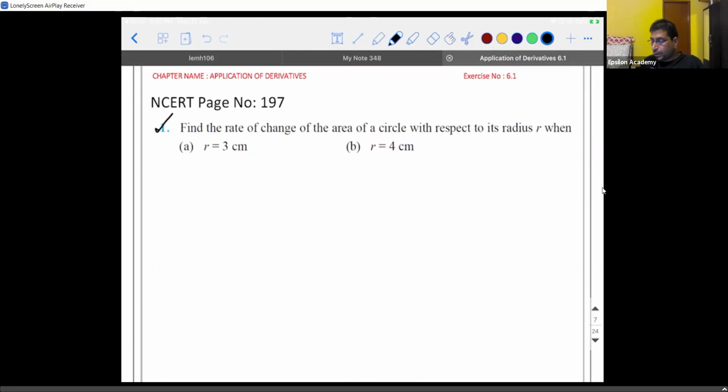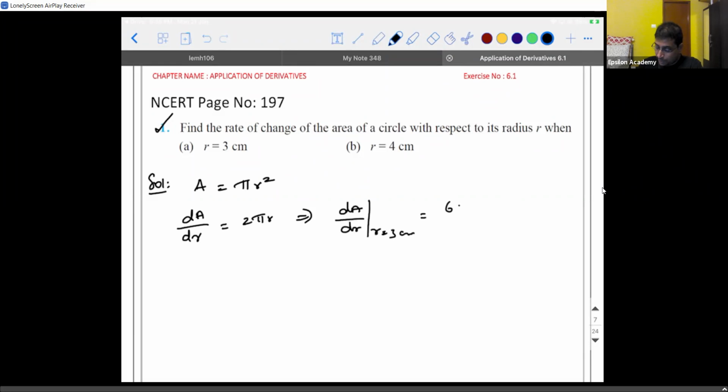Find the rate of change of area of a circle with respect to its radius when r is equal to 3 centimeter. You can do it faster. A is equal to pi r square, and they are asking what is dA by dr. This is 2 pi r. So dA by dr when r is equal to 3 centimeter is 6 pi. 6 pi centimeter square per centimeter is the answer. Similarly, do the next one and tell me what is the answer, guys.